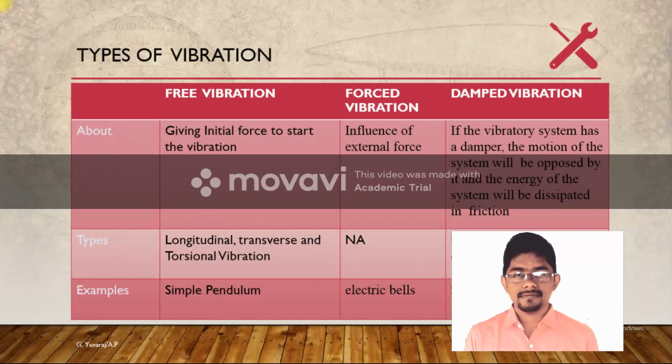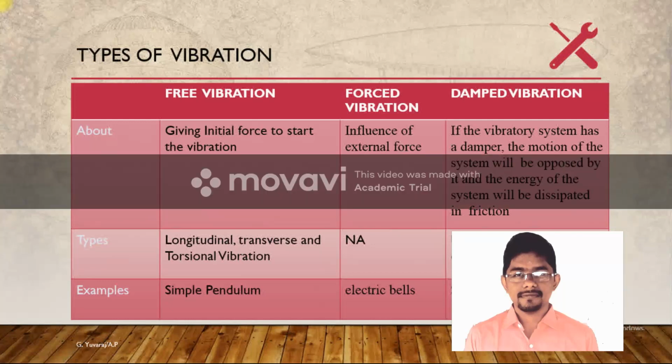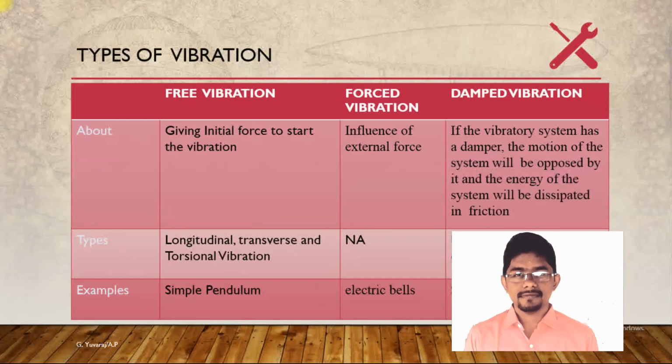For forced vibration, some frequent external force acts over the component. For example, consider an electric bell. When I press the bell switch, it starts to ring continuously until I take my finger off the bell switch. Hence, a continuous force acts over the bell component because of some electromotive force.